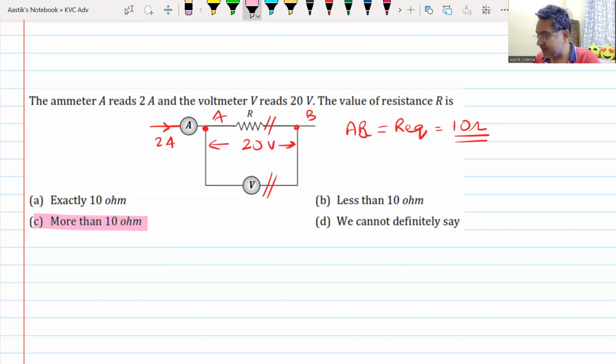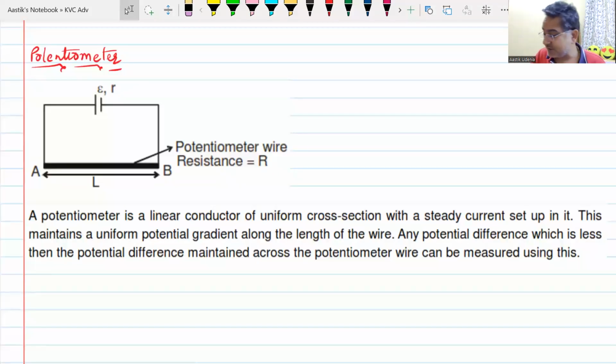That takes us to the next heading, the next device, and the next device is known as potentiometer. And the primary circuit of a potentiometer is simply like this. It consists of a wire of uniform cross section and a steady current is flowing in the wire.